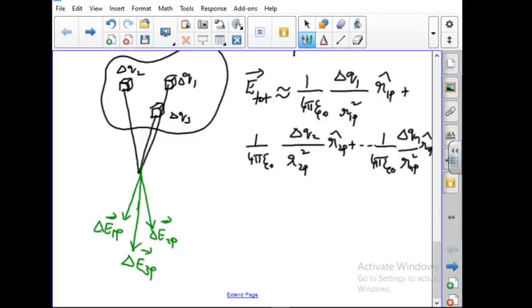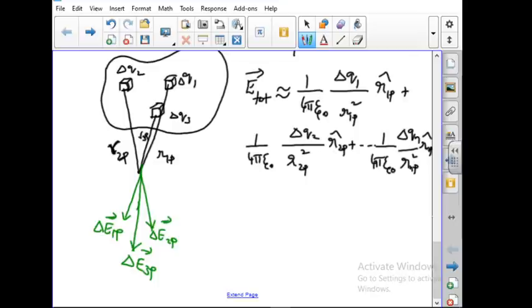Here delta q1, delta q2 represent the charge elements. R1p, R2p represent the distances. Here this is the first charge, it is R1p, and this is the second charge, so it is R2p, and this is the third charge, it is R3p. Here we are calculating for only 3 charges.